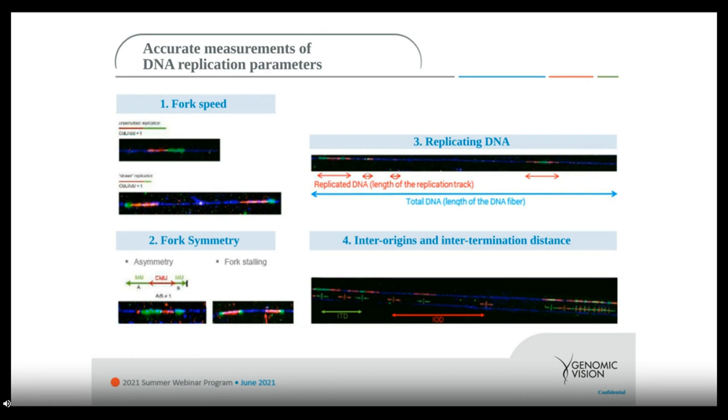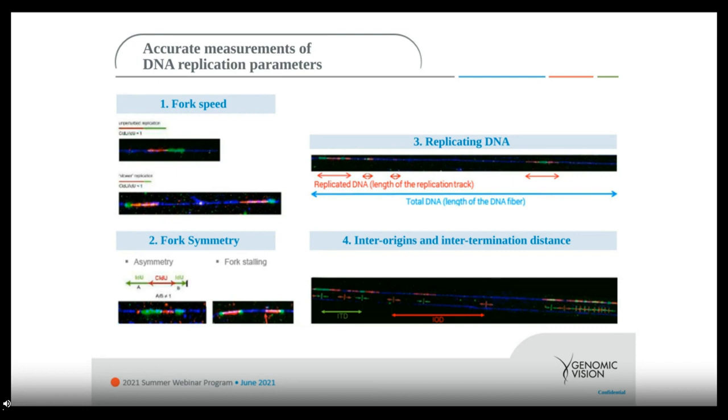Then we can also see fork symmetry, so basically whether the symmetry of the right fork is the same as the left fork or vice versa. In this case, we can see 2 different pictures again. In one, you can clearly see that the fork on the right is definitely smaller. It's asymmetrical with respect to the fork on the left. While in the second picture, we actually have 2 replicons. So we have 4 different forks.